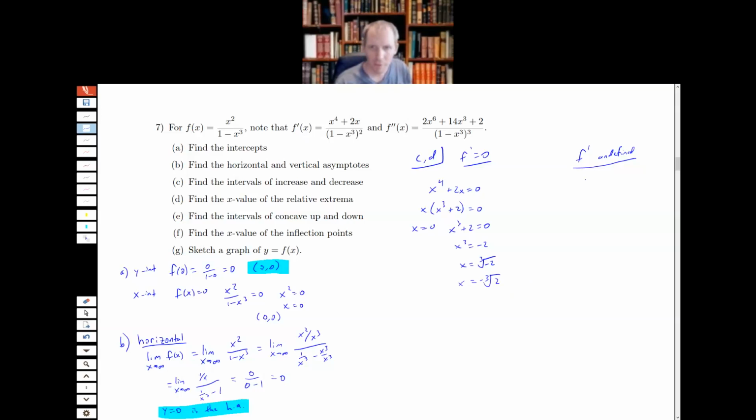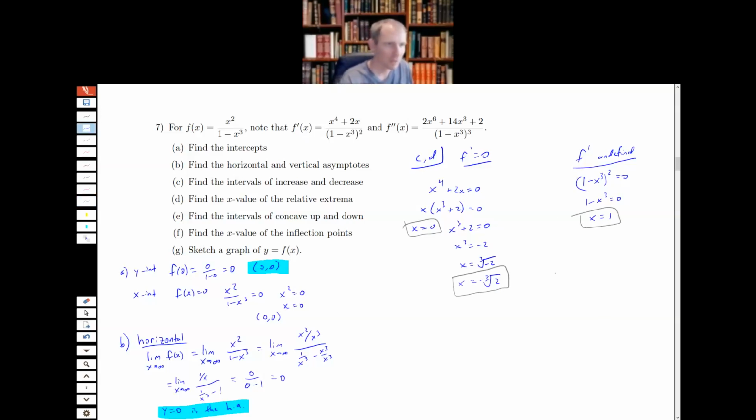F prime is going to be undefined when the denominator is 0. So that's where 1 minus x cubed is 0. And we already solved that earlier. That's where x is 1. So I end up with these 3 critical points.